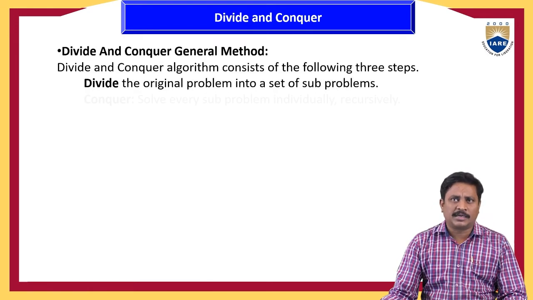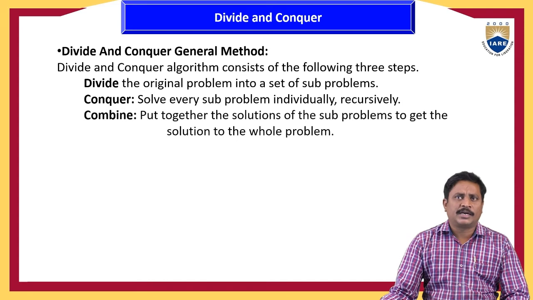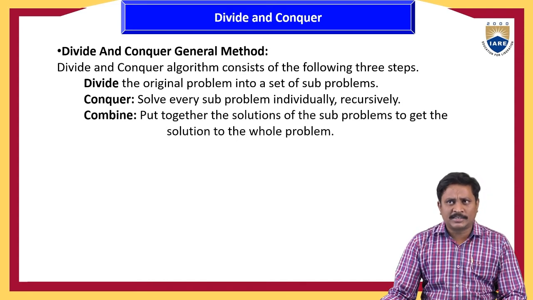Next, the divide and conquer method. What is meant by divide and conquer? The divide and conquer algorithm consists of the following three steps. First, divide: divide the original problem into a set of subproblems. Next, conquer: solve every subproblem individually or recursively. Then combine: put together the solutions of the subproblems to get the solution to the whole problem.